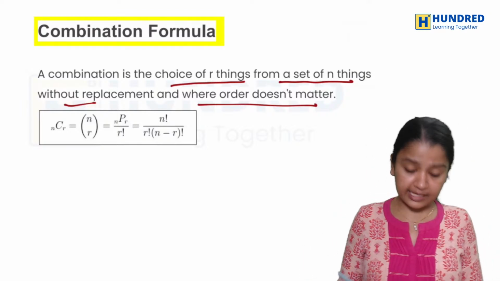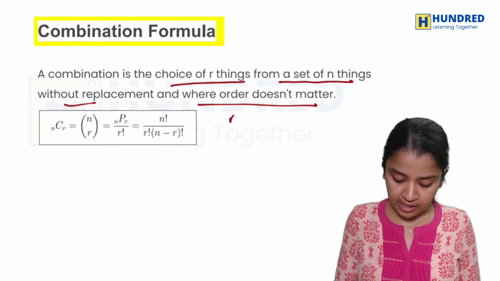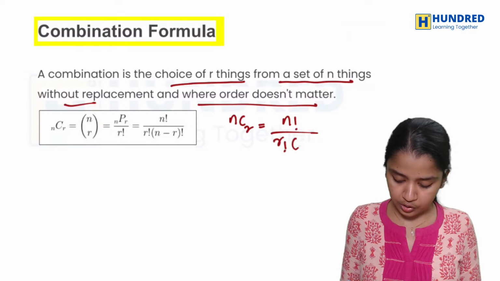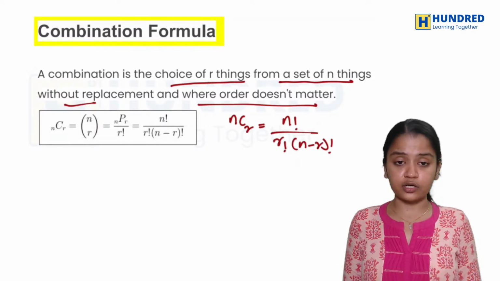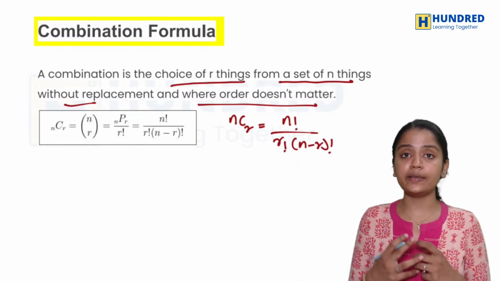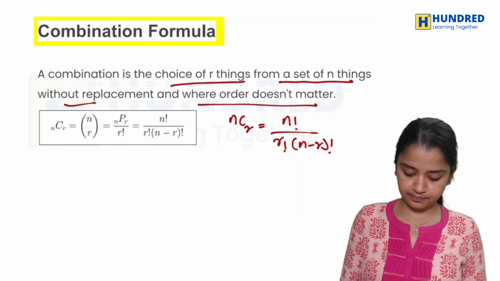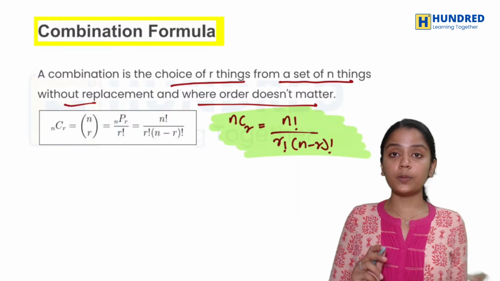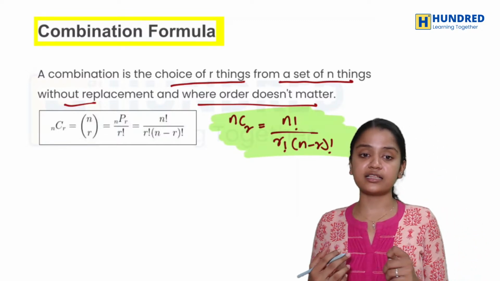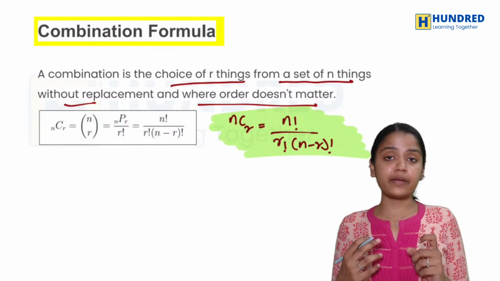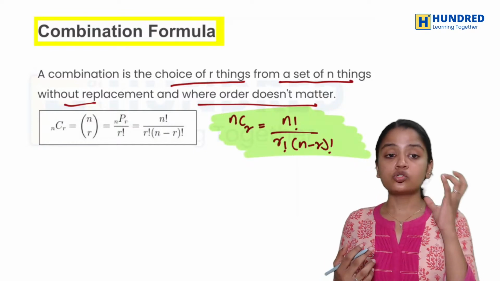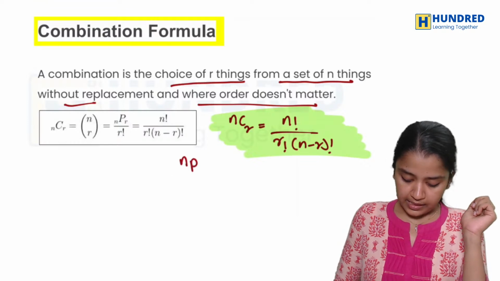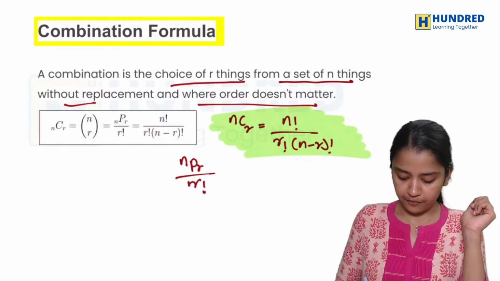So basically nCr, how can you write? nCr is nothing but n factorial by r factorial into (n minus r) factorial. Like this only we will be able to do it. So basically you can also write it as nPr divided by r factorial.